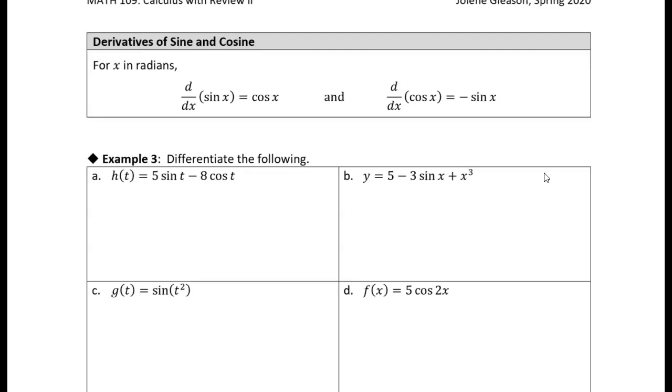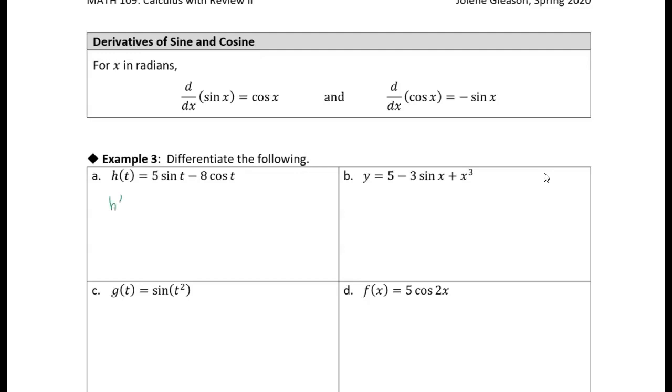All right, so here we have a function that is basically the difference of two trig functions, 5 sine of t minus 8 cosine of t. Now you're going to have to remember all the rules that you've learned previously about derivatives. So if you have a constant times a function, the derivative is going to be a constant times the derivative of the function. All right, so let's just do this.